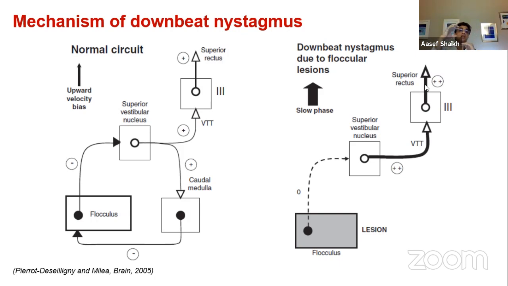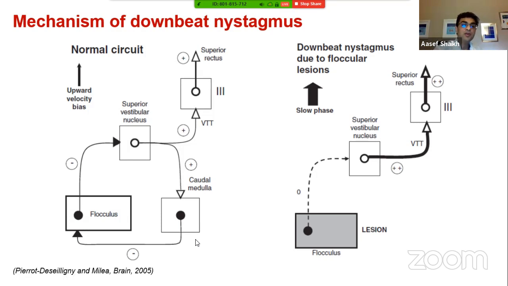So this is a key differentiation between your gaze-evoked and your downbeat. So your eyes are up and then you get a corrective downward movement. So this is your mechanism for the downbeat nystagmus in patients who have deficits in flocculus. And it is very nicely reviewed in this paper in Brain by our colleague Pierre Dellasigny and Milia.